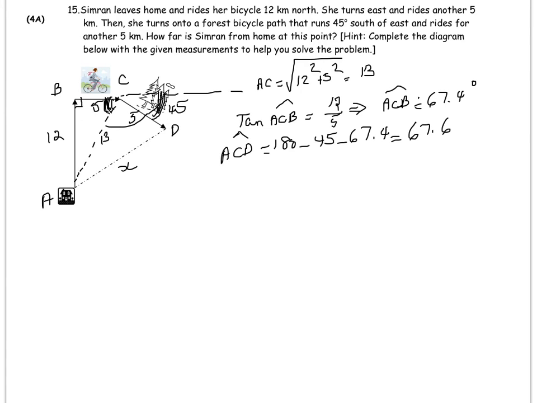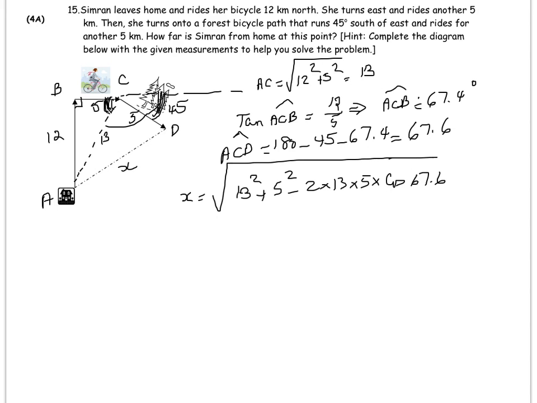Now I have angle ACD. I have the side AC and I have the side CD, so I can use the cosine law to find x. So I can say x is the square root of 13 squared plus 5 squared minus 2 times 13 times 5 times the cos of the angle between, which is 67.6. If you simplify this one, you get approximately 12 kilometers. So this means Simran at the end is 12 kilometers from her home.